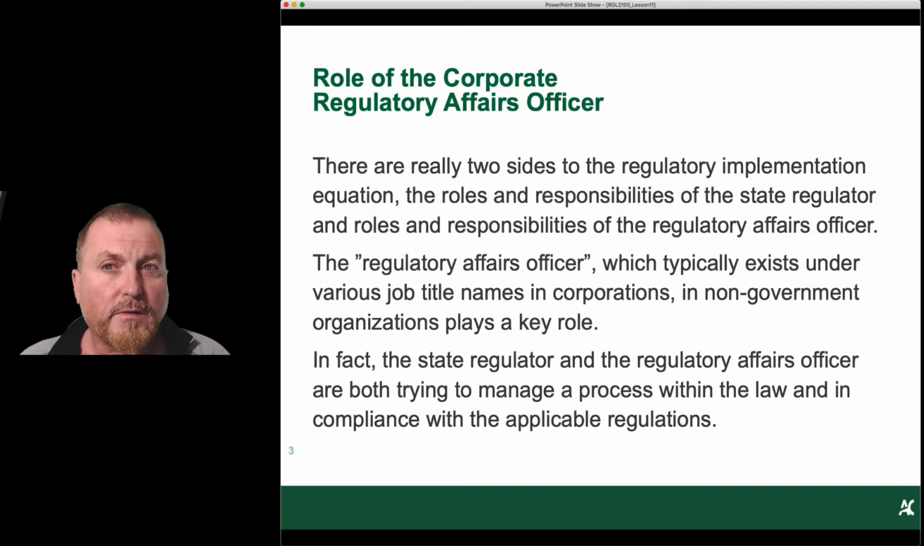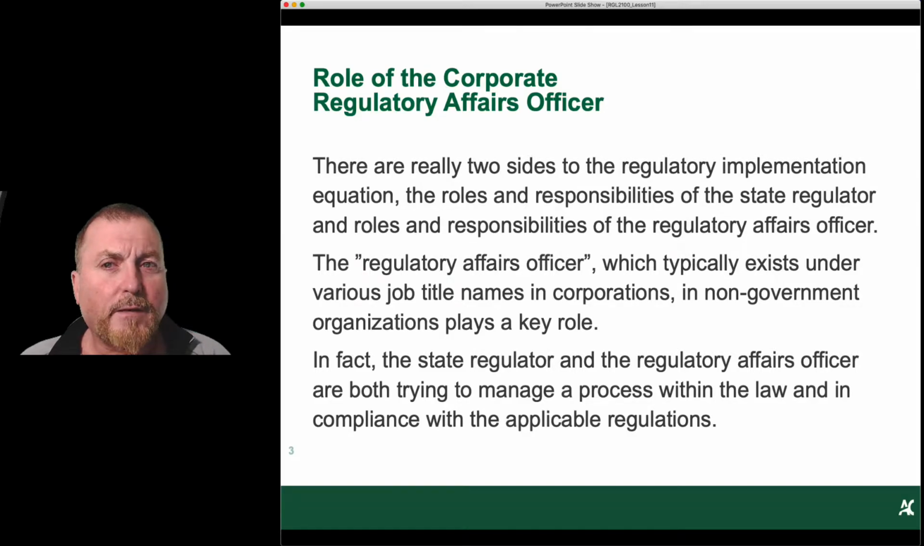The Regulatory Affairs Officer typically exists under various job titles in corporations and non-government organizations, right? It can be public relations officer with regulatory roles. It can be a regulatory affairs officer. It could be called a compliance officer. There are different titles, but the training you're getting is applicable to all of those titles, right?